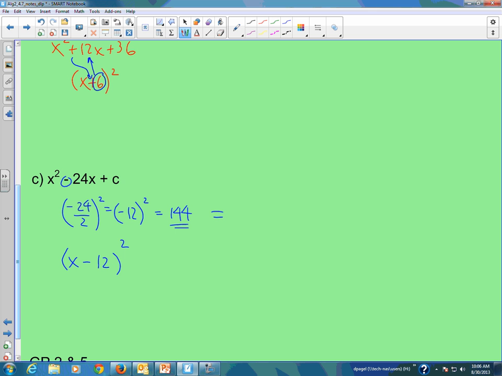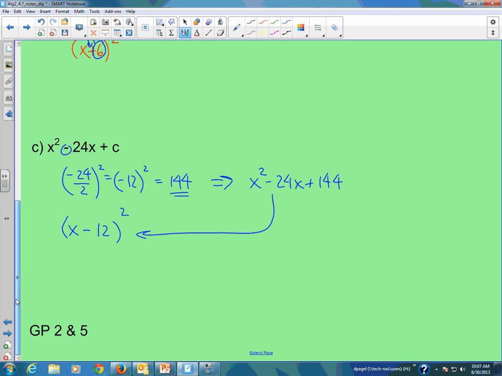So again, that's what I would get if I were to factor. All right, so the cool little trick. C is always b over 2 squared. The binomial form, the second value of the binomial, is always half of b.